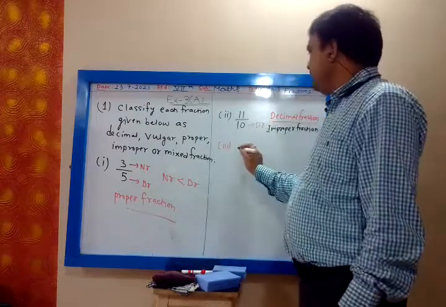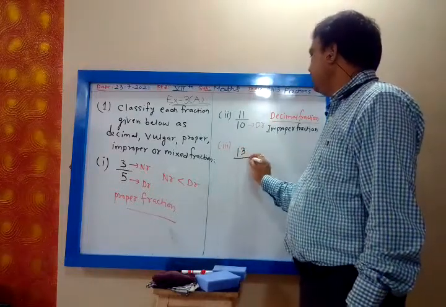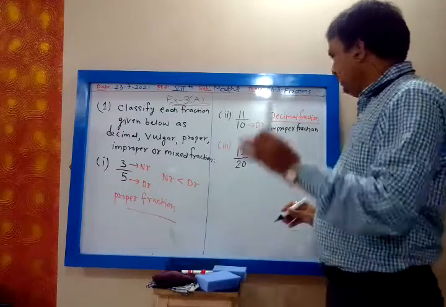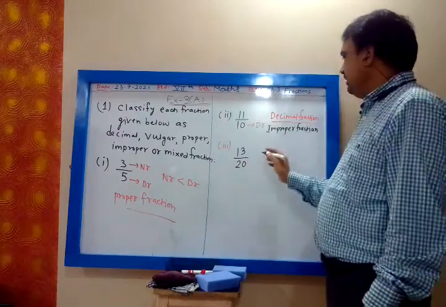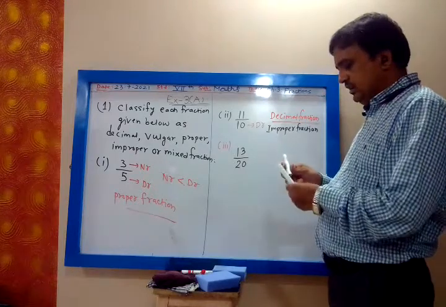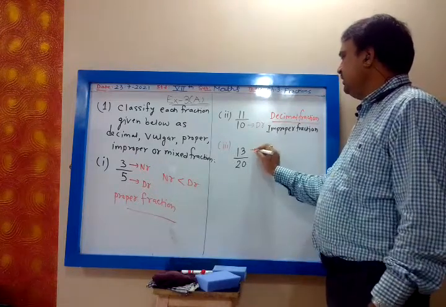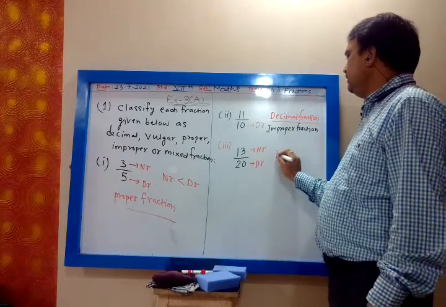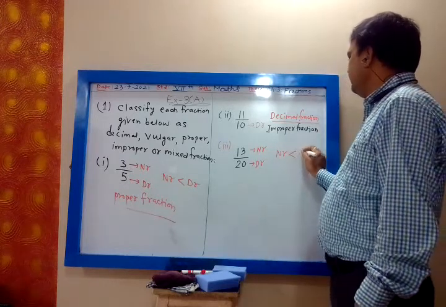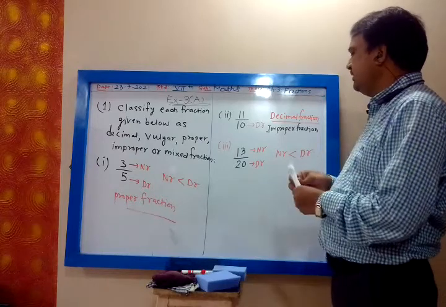Then 13 upon 20. 13 is my numerator and 20 is my denominator. So the numerator is less than the denominator, so it is a proper fraction.